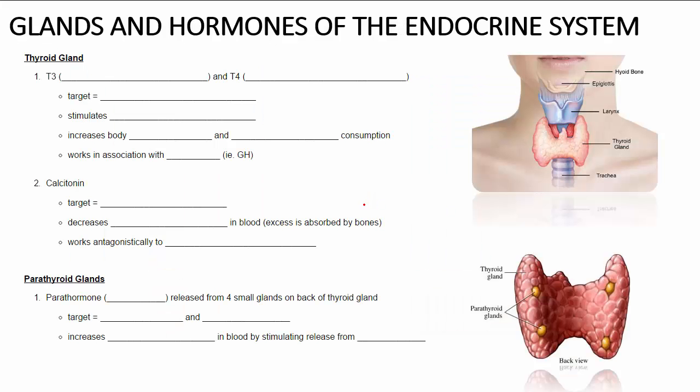Now, what we're going to do is have a look at glands and hormones of the endocrine system. You have this printout. You should have it there in front of you, and I'm going to go through basically filling in these blanks for you and looking at a couple of diagrams. So have that there, and let's talk about the thyroid gland.